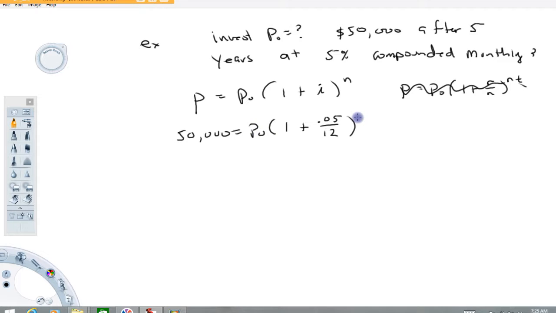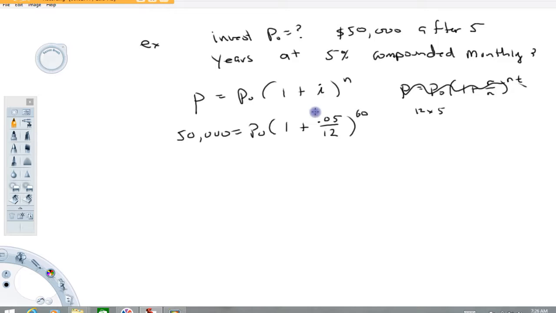Now if we are compounded monthly, and we're talking about 5 years, n would be 60. I'm sorry, that's coming from 12 compounds per year times 5 years is where I'm getting that value. All right, so now what we need is to just solve for the P sub O.